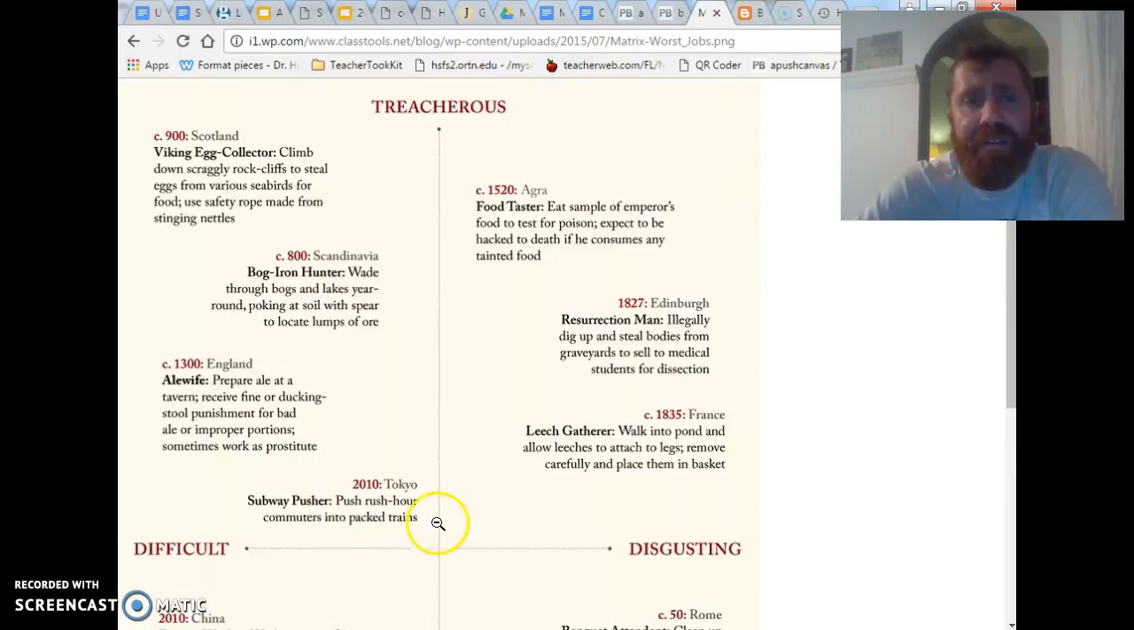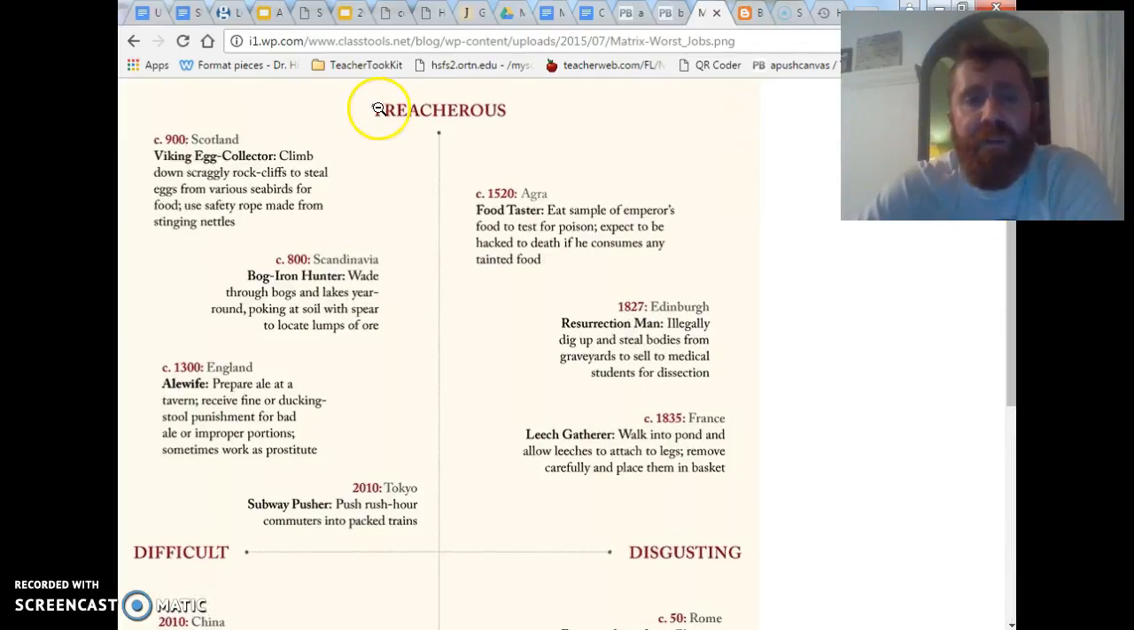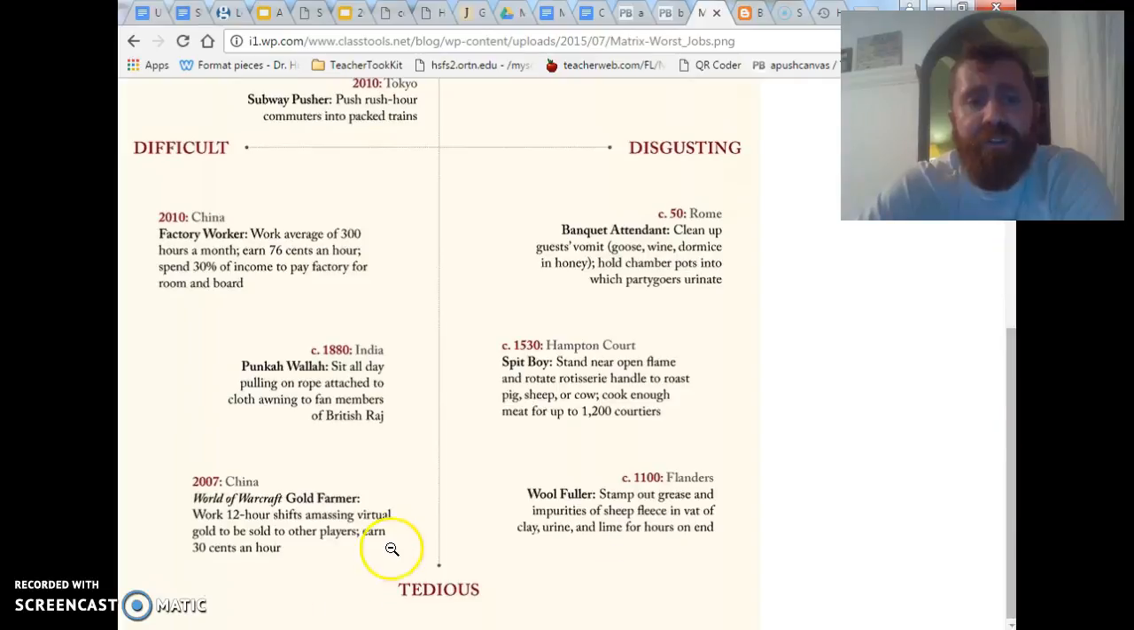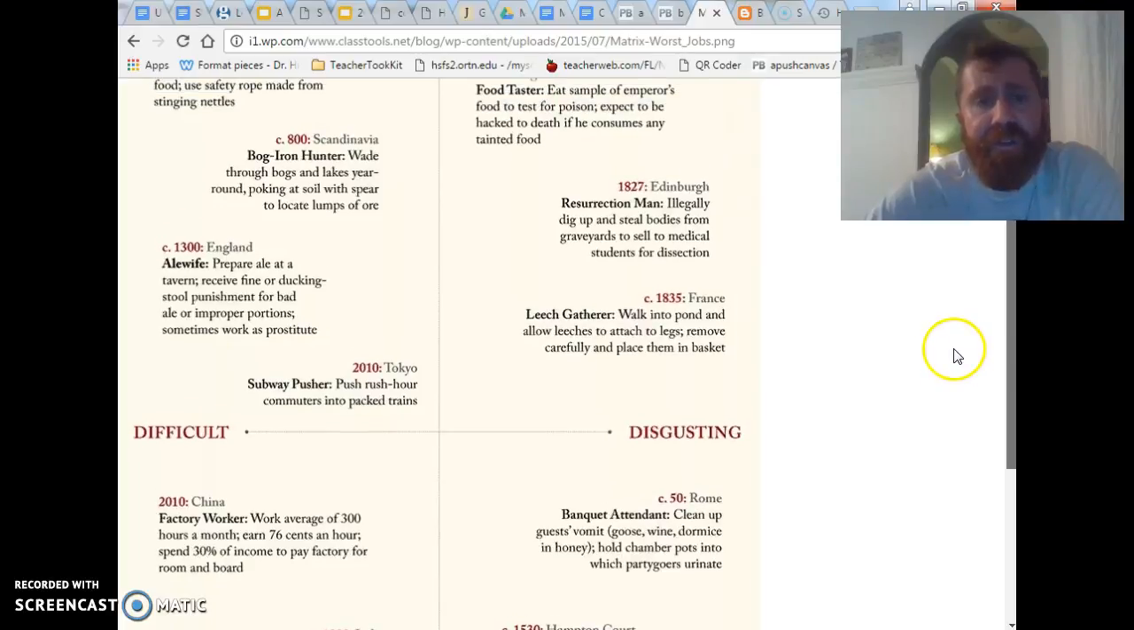On the y-axis, instead of treacherous versus tedious, I would put geography colon major role, geography colon minor role. Right, so anything along this y-axis is going to talk about how big of a role did geography play in that particular term.